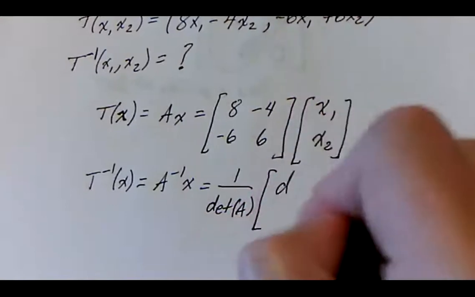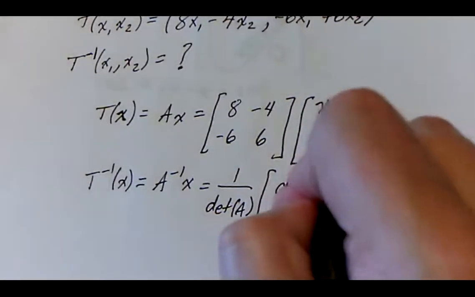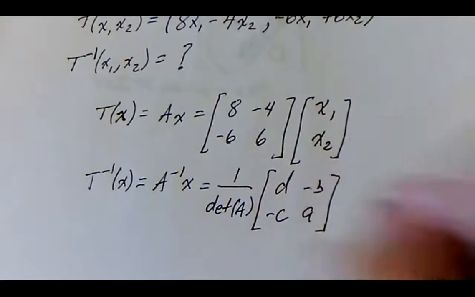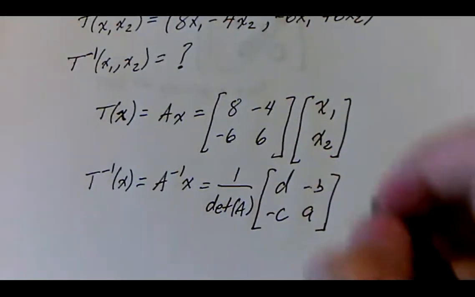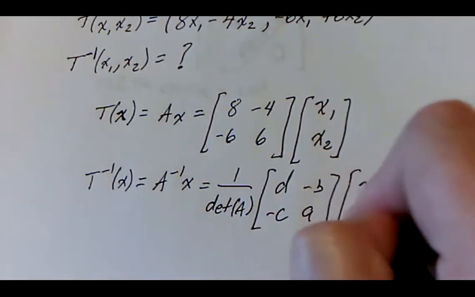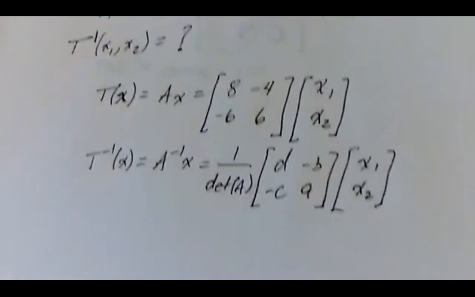Okay, and remember you switch A and D, so switch the ones on the main diagonal, and you make the ones on the opposite diagonal negative. And then, of course, that's going to still get multiplied by x1, x2. Okay, so we need the determinant.